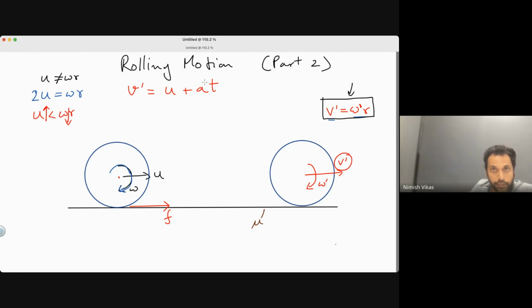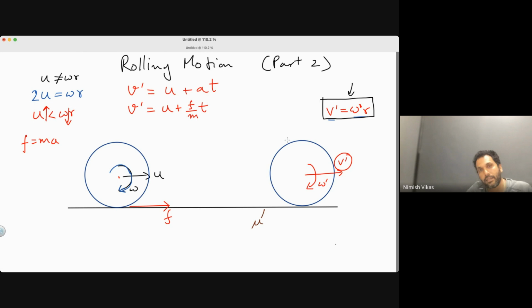So what would A be? What is the acceleration? We have only one force, F forward. So what is the acceleration of the mass? F is equal to ma, right? So the acceleration is F by m. So V dash is equal to U plus F by M into T.